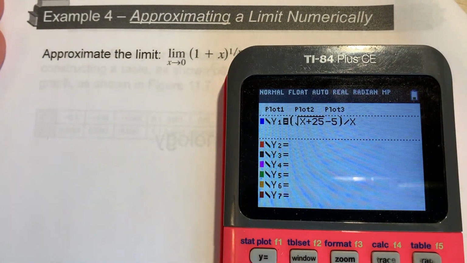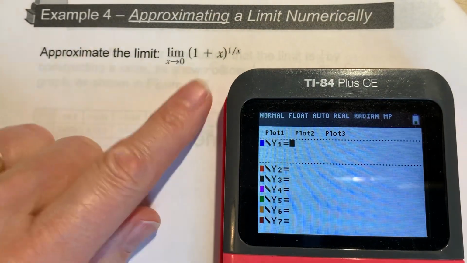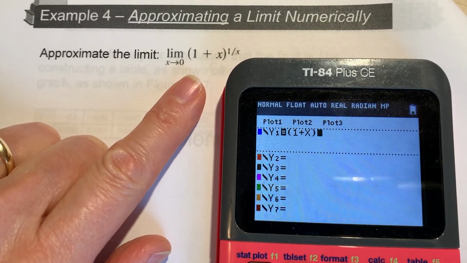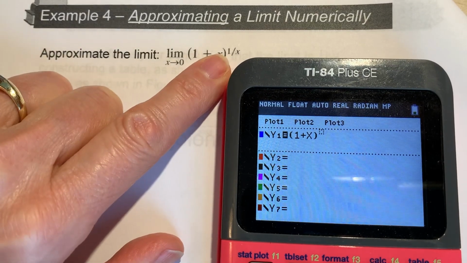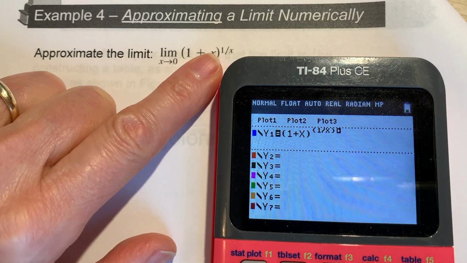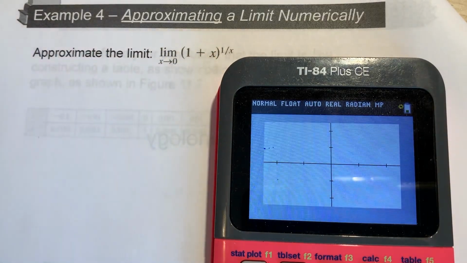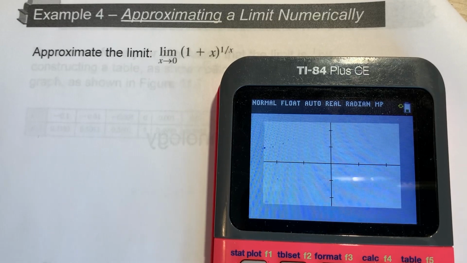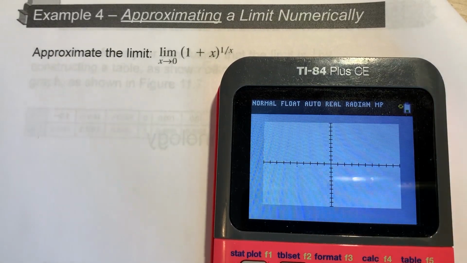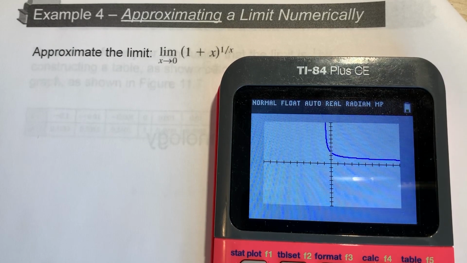You want to go to y equals and put in the function: parenthesis 1 plus x, to the, when your exponent is a fraction you need to put that in parentheses, to the 1/x. Then you can graph that. I might need to change my window. Looks like I do, so I'm going to do zoom standard and see what this function looks like. We're doing the limit as x approaches 0.